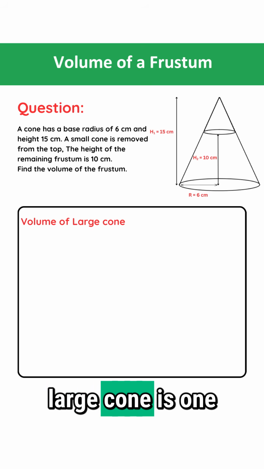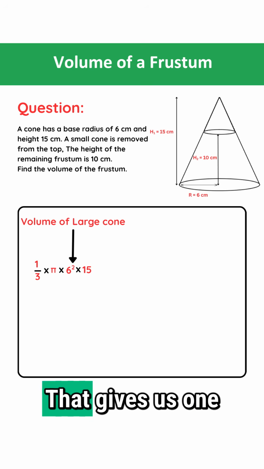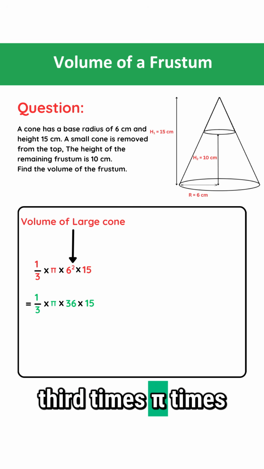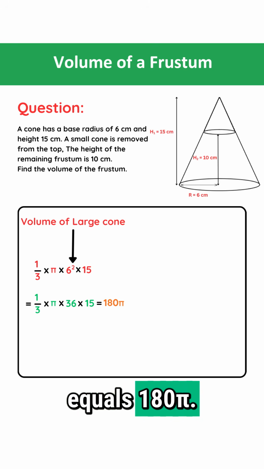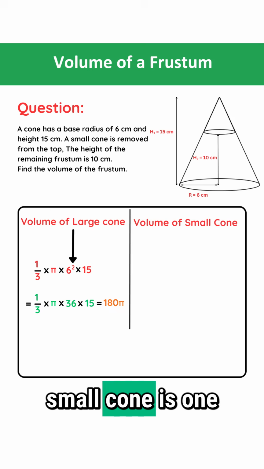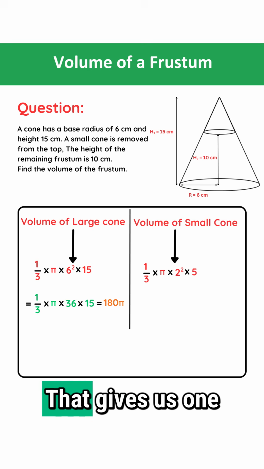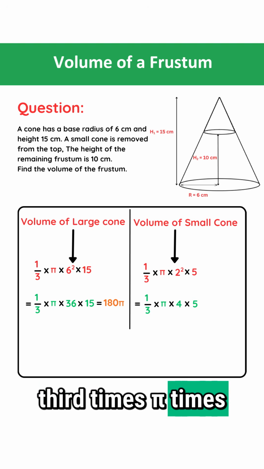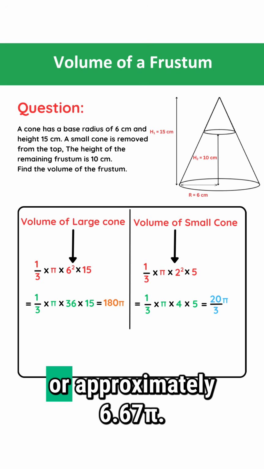The volume of the large cone is 1/3 times pi times 6 squared times 15. That gives us 1/3 times pi times 36 times 15, which equals 180 pi. The volume of the small cone is 1/3 times pi times 2 squared times 5. That gives us 1/3 times pi times 4 times 5, which equals 20/3 pi, or approximately 6.67 pi.